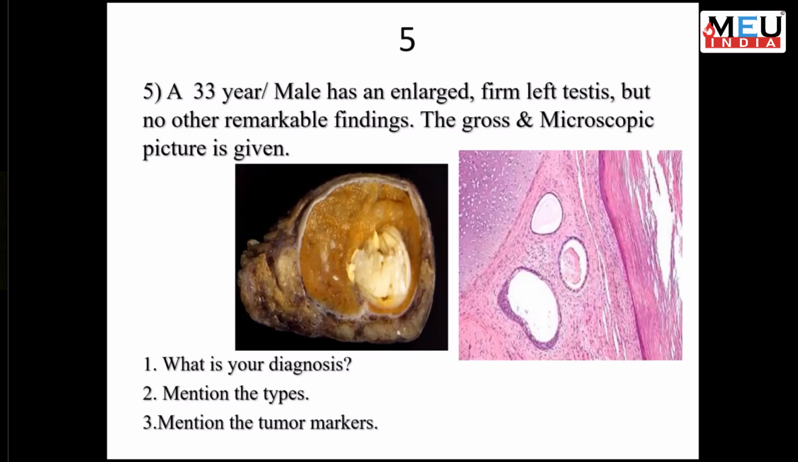Question number 5. A 33-year-old male has an enlarged firm left testis, but no other remarkable findings. The gross and microscopic picture is given here. So they can nicely see the gross cut surface and the microscopic picture. Based on that, I put a sample of the questions; we can ask anything, ma'am. What is your diagnosis? Mention the types and the tumor markers; in general we can discuss.